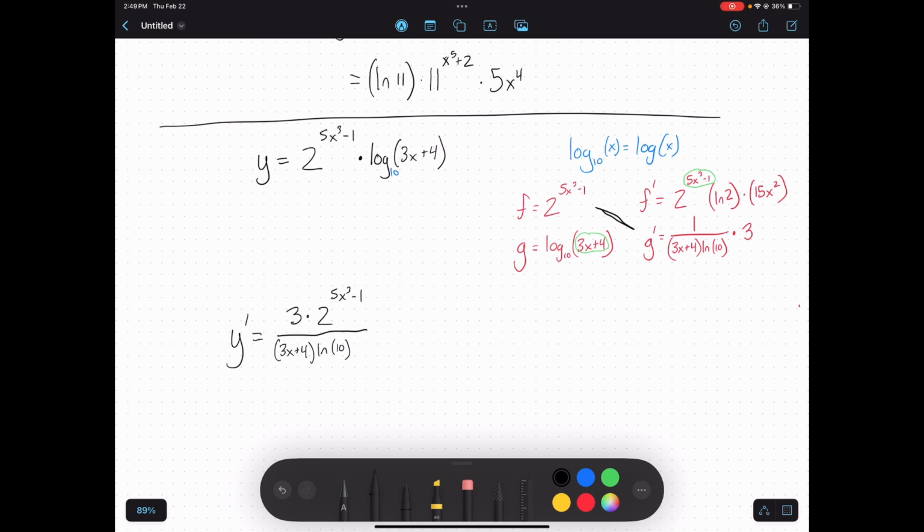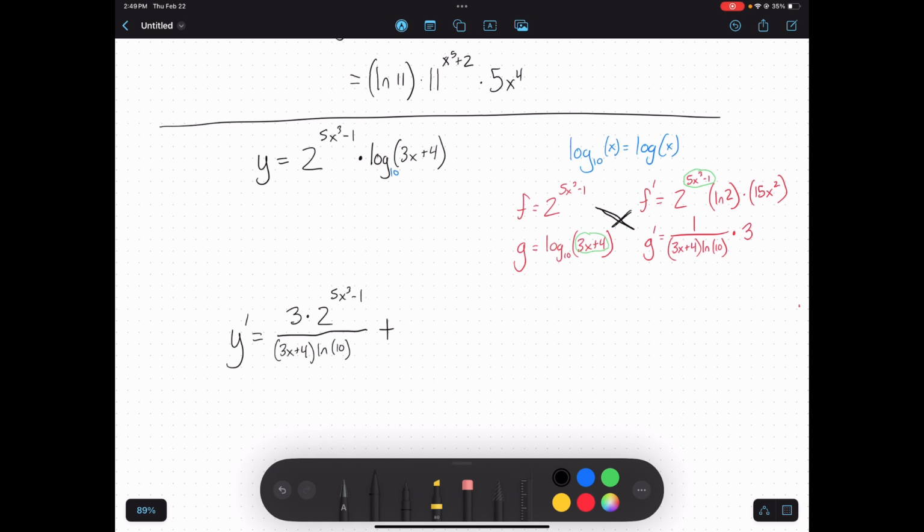The 3 just goes in the numerator with the 2 to the 5x cubed minus 1. Can I multiply the 3 and the 2? Can I simplify that to just 6 to the 5x cubed minus 1? No, because 3 is not affected by the exponent. Only the 2 is. So just keep that on the outside like that. Okay, that's my first term.